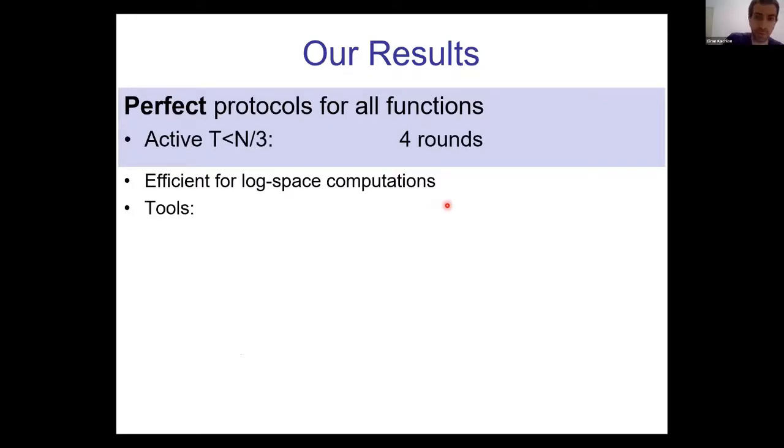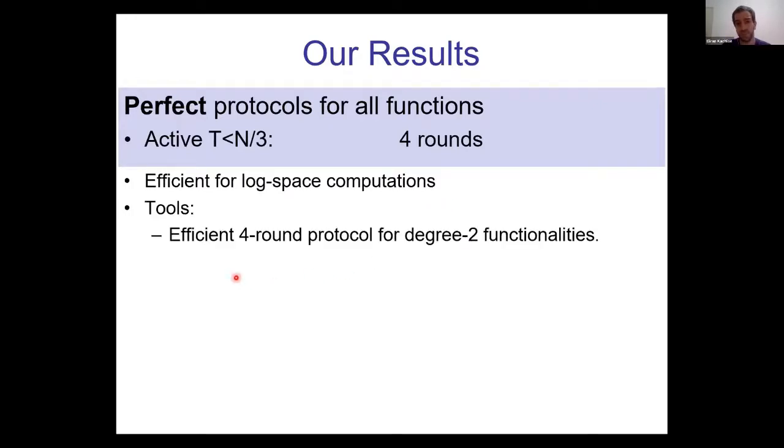Our upper bound consists of 2 parts. The first one is an efficient 4-round protocol for degree 2 functionalities, where the computation is done over some large field. What we essentially show is that the round complexity of degree 2 functionalities is at most the round complexity of the verifiable secret sharing functionality plus 1. And because we know that the round complexity of verifiable secret sharing is 3, we get a 4-round protocol.